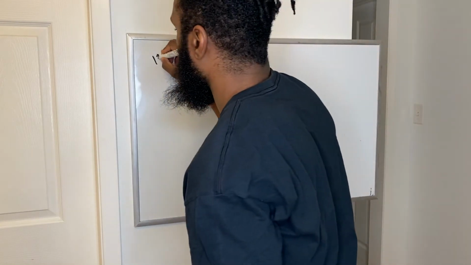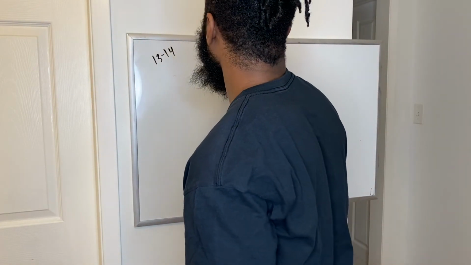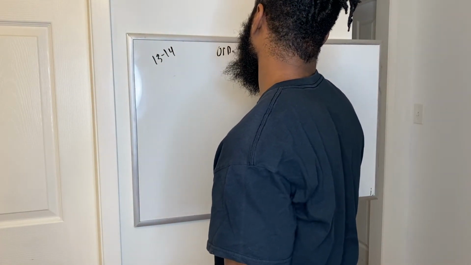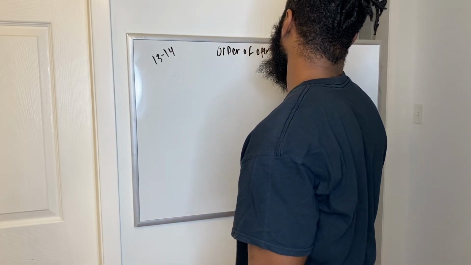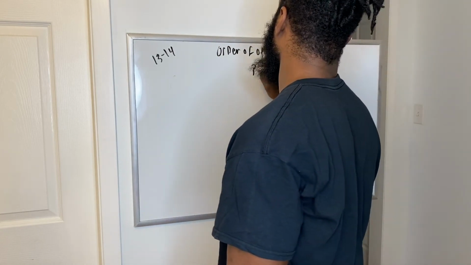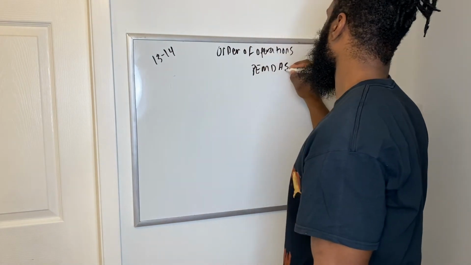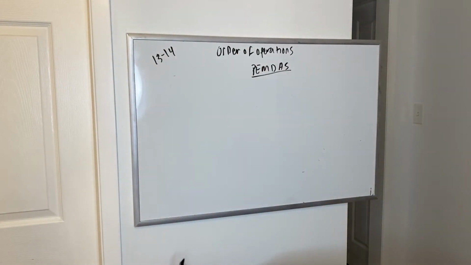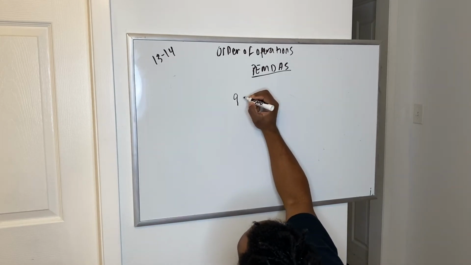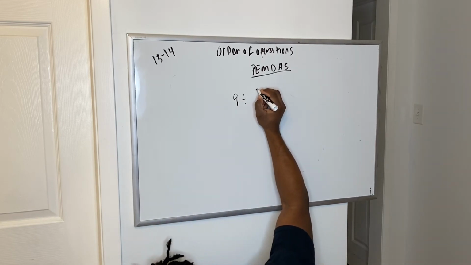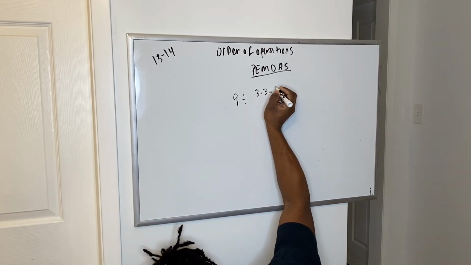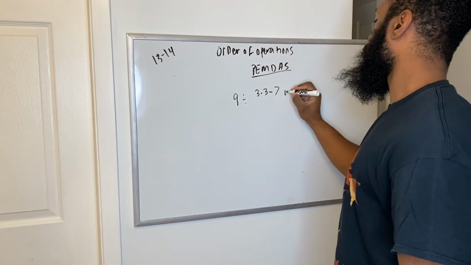Now we have 13 and 14, which is order of operations. Remember, PEMDAS. So we got 9 divided by 3 times 3 minus 7 plus 4.